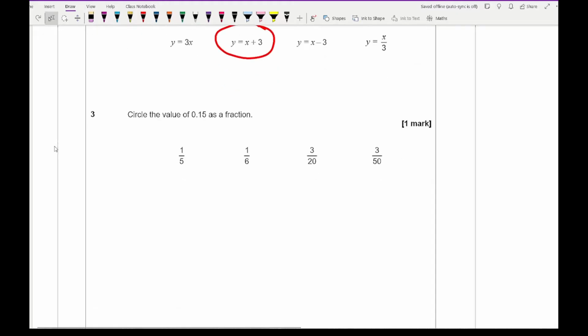For question 3, it says circle the value of 0.15 as a fraction. So again, all we need to do is convert this to a fraction. So that's going to be 15 over 100. And then we can simplify that fraction as 3 over 20, which is our third option.